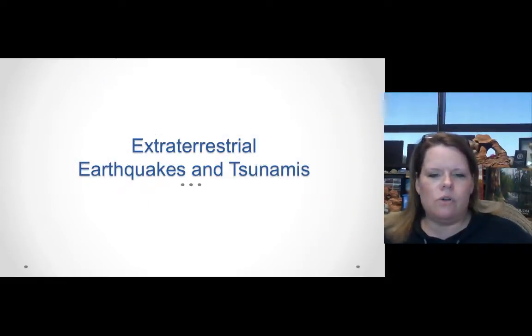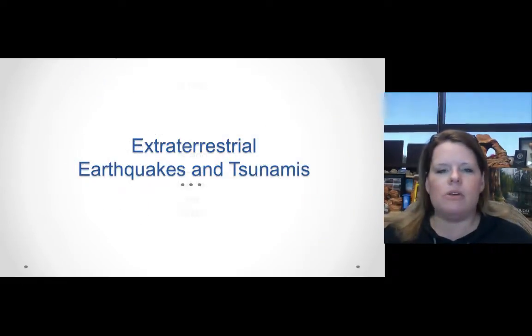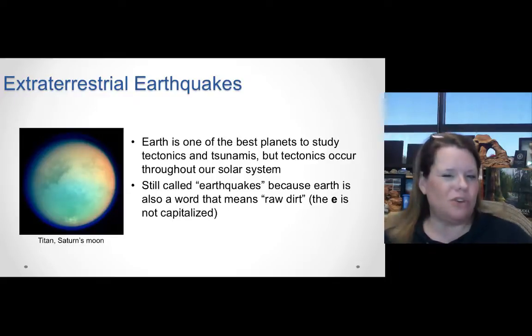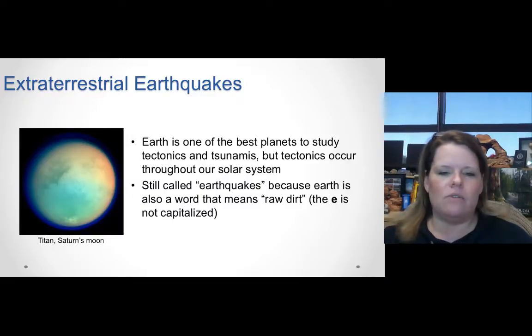So extraterrestrial earthquakes and tsunamis, can they happen? Could they happen? Earth is one of the best planets to study tectonics and tsunamis, but tectonics occur in other places throughout our solar system. They still call them earthquakes because the earth is a word that means raw dirt. The E is not capitalized in this particular case. Titan, Saturn's moon, definitely has earthquakes.